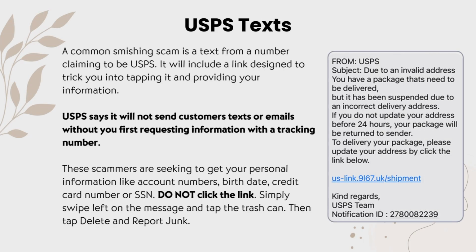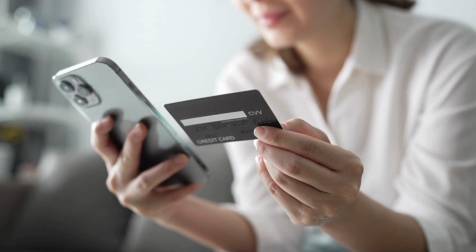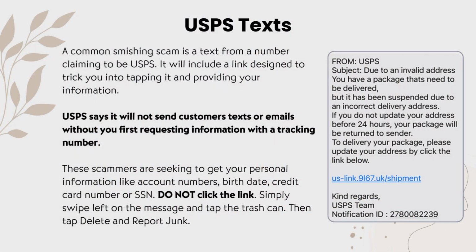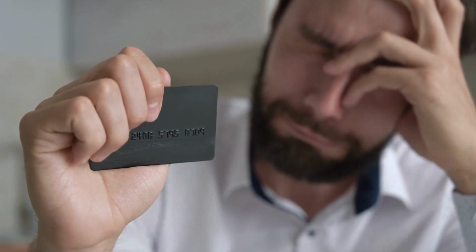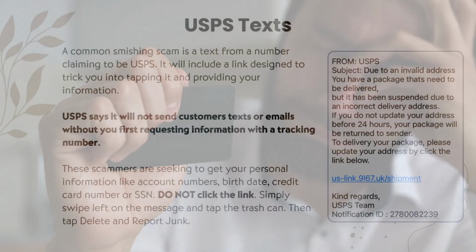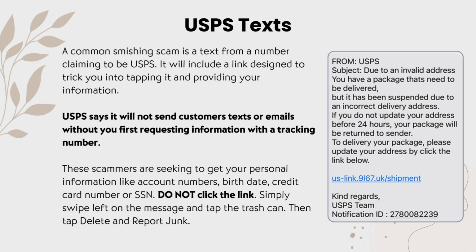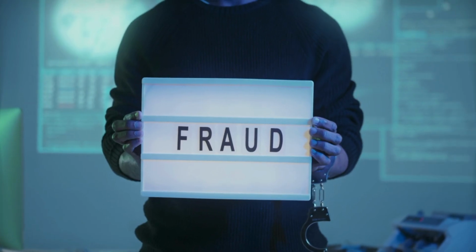Now there's one more thing I want to cover before we wrap up. Let's talk about those pesky USPS text scams that are catching so many people off guard. This scam, known as smishing, involves fraudsters pretending to be a government agency, bank, or other trusted company. Their goal is to trick you into giving up personal information like usernames, passwords, social security numbers, birth dates, credit and debit card details, PIN numbers, or other sensitive information. Then they use this information for all sorts of nasty stuff, including financial fraud.